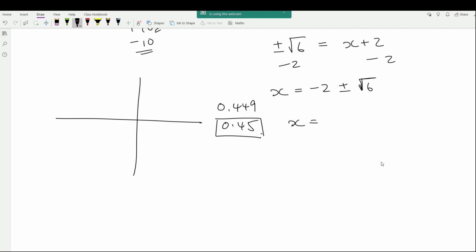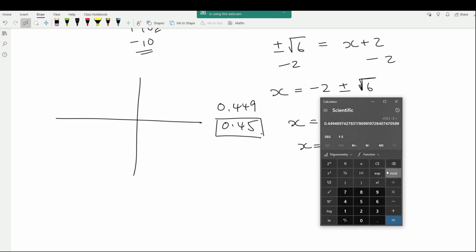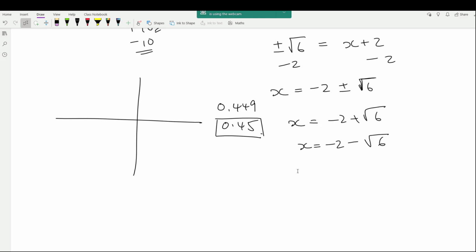So the x-intercept equals minus 2 plus root 6. The other one is x equals minus 2 minus root 6. So let me do that. Here we have root 6, and I'm going to take the negative of that, and then minus 2. The other x-intercept is at negative 4.449, which is roughly negative 4.45.